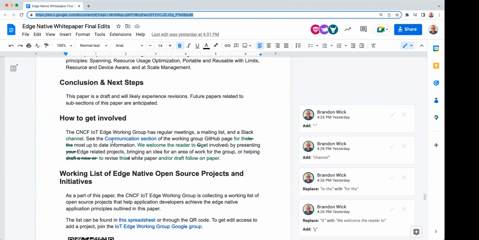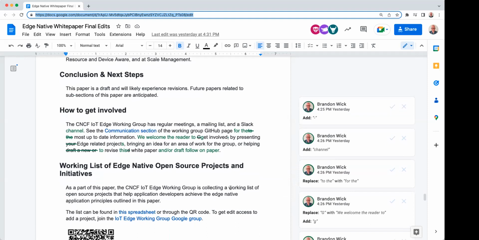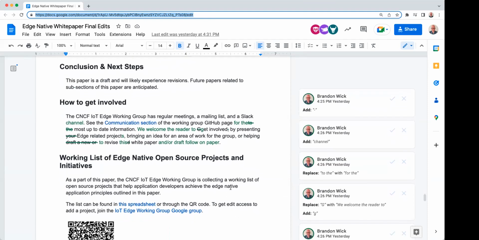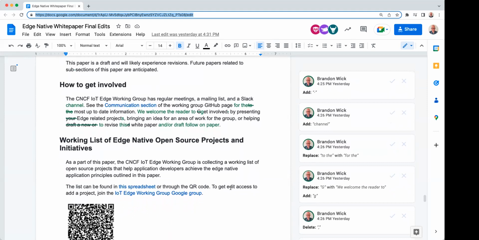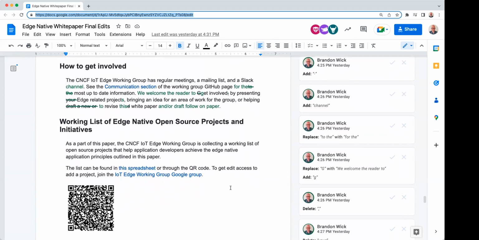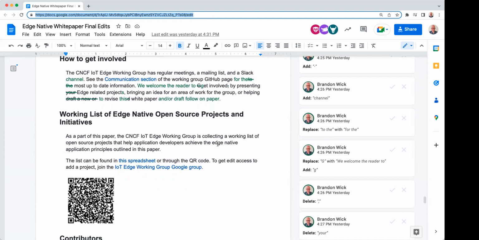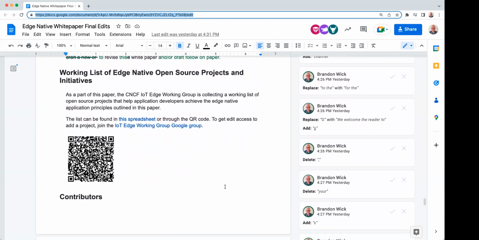Here at the bottom, I updated the language a little bit for how to get involved. So we are reminding folks, we're inviting them to come to this group to present their Edge related projects and to bring ideas to this group as the body that's creating and evolving this paper, and also participate in any future iteration of the paper or follow-up papers.